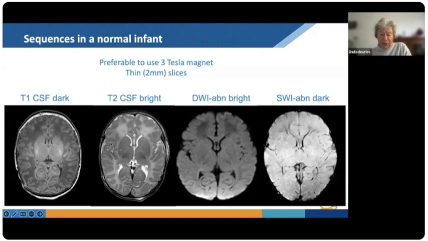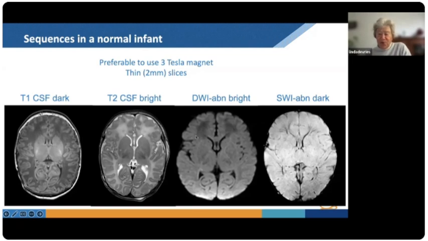Here we see the T2, and now we see that the CSF is bright. And we also see that the white matter is a little bit bright because, as I told you before, there's so much fluid, water, in the brain, and that's what makes the white matter a little bit bright.